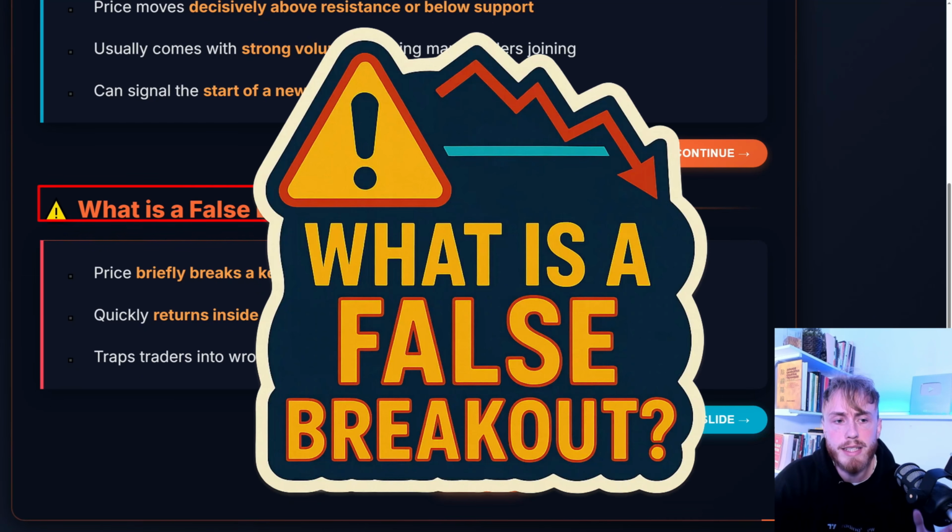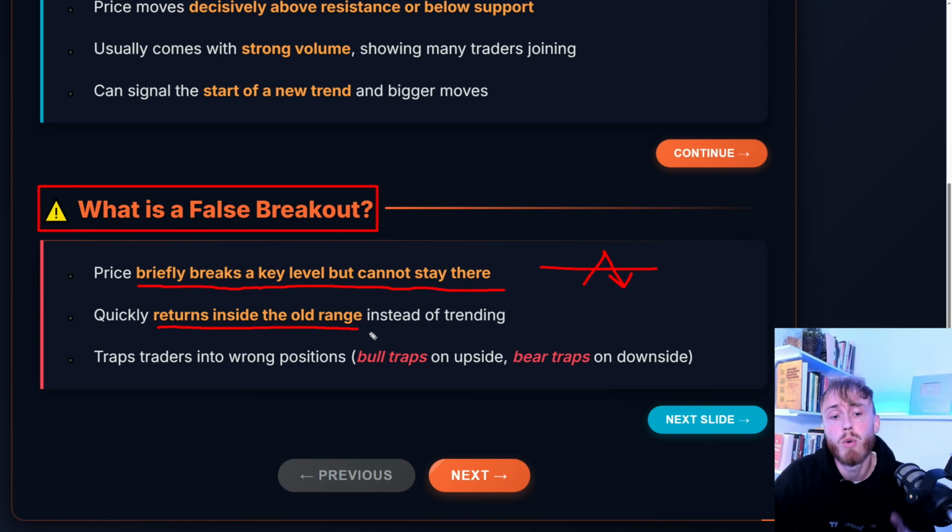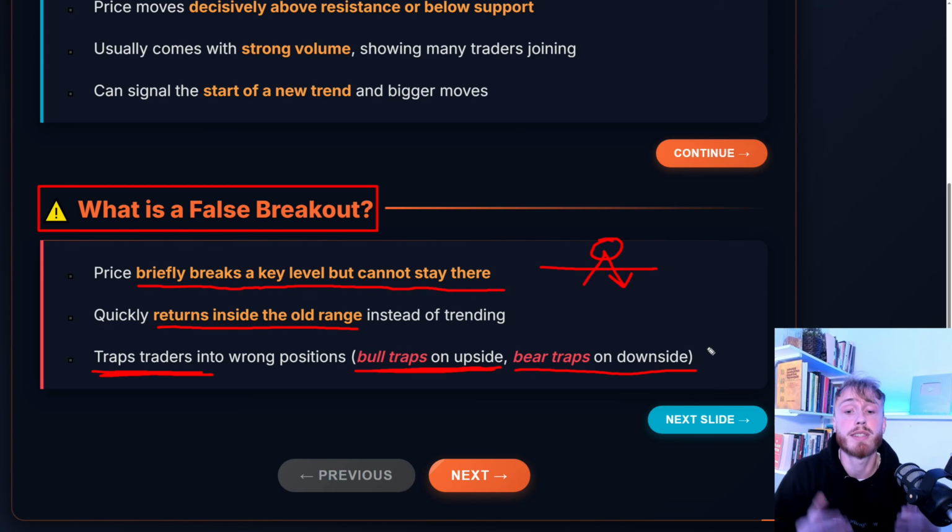But now then, what is a false breakout? Well, this is a form of trap. This is when the price briefly breaks a key level, but it cannot stay there. So this is a scenario where we break above a key resistance, but the price immediately reverses to the downside. It quickly returns inside the old range instead of trending, or instead of getting a follow through. What this does is that it traps traders in wrong positions. Bull traps are when traders are trapped on the upside, like right here. And we also have bear traps, and this is the opposite. This is where bears get trapped to the downside.